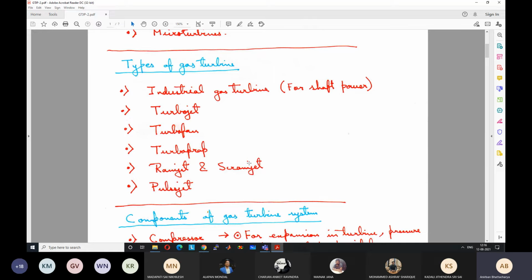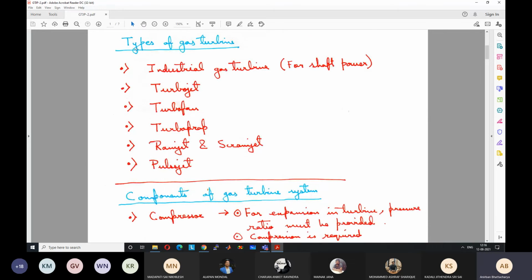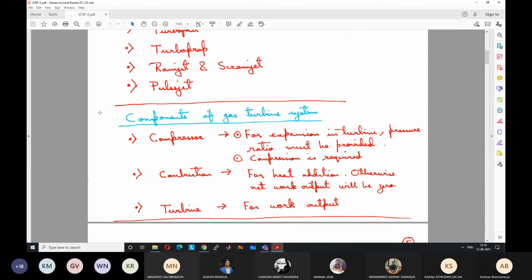So ideally, ramjets and scramjets are not exactly gas turbines, but they are jet engines, and we will study them as part of the jet engines. Okay. Pulsejets also are not actually gas turbines. They don't have any turbines, but we will study them as part of these jet engines. So I should not write types of gas turbine here. Maybe I will remove it next time.